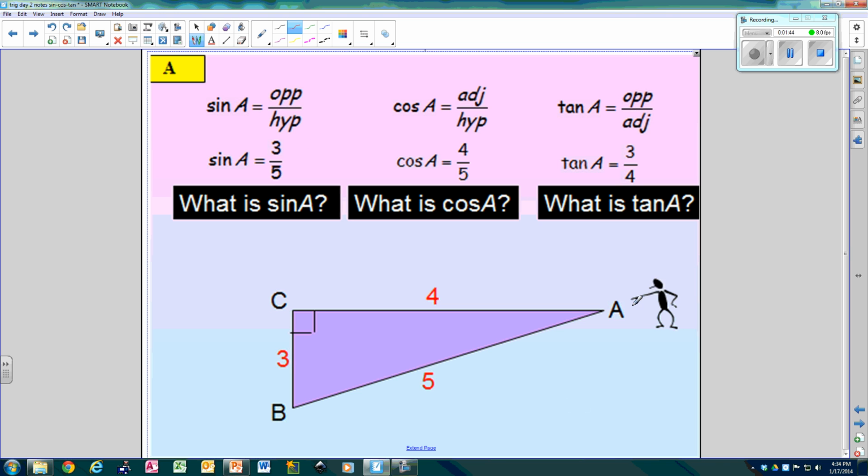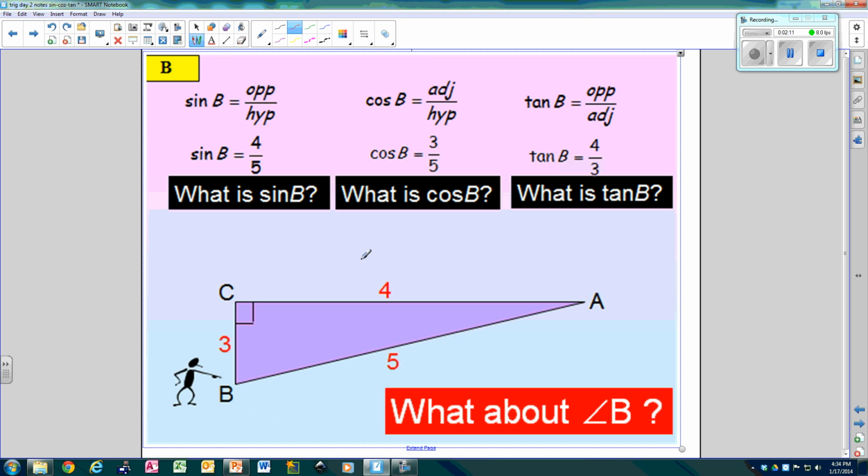If we're looking at angle A, see the little guys pointing at angle A. This would be opposite, this would be adjacent, this would be hypotenuse. So the sine of angle A is 3 over 5. The cosine of angle A would be adjacent over hypotenuse, so 4 over 5. And the tangent is opposite over adjacent, so it would be 3 over 4. Same thing as before.